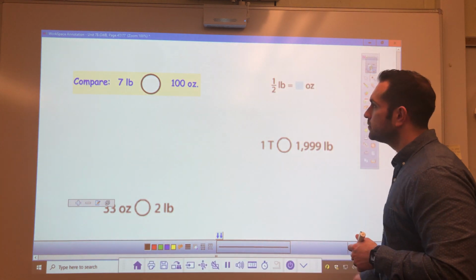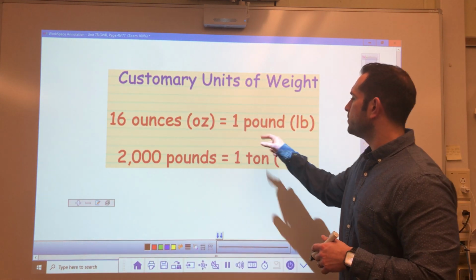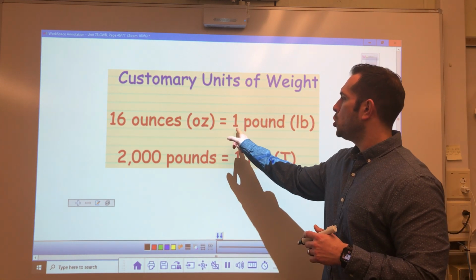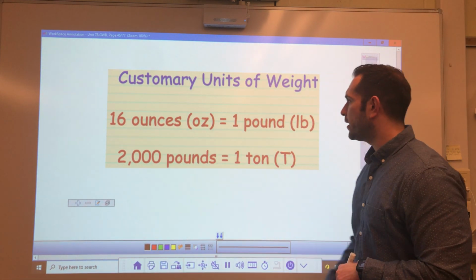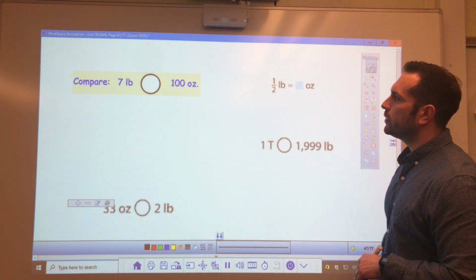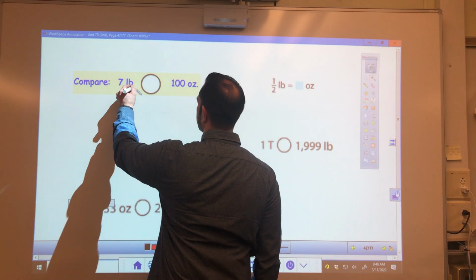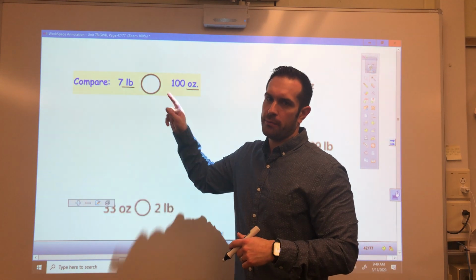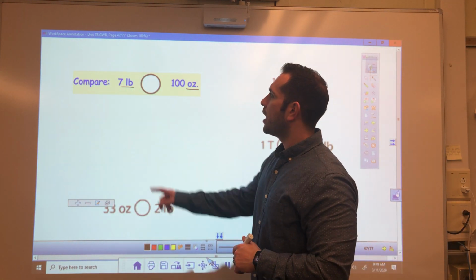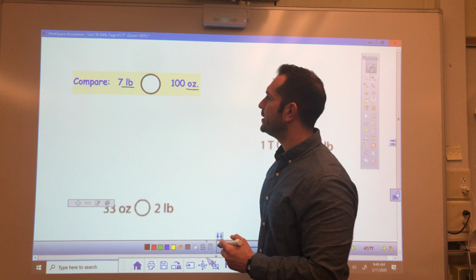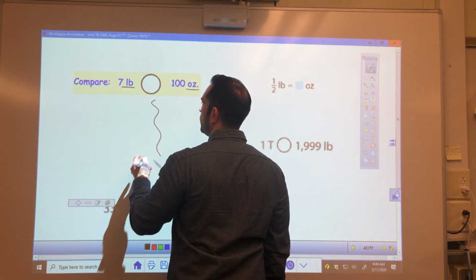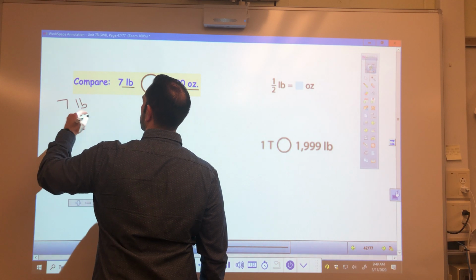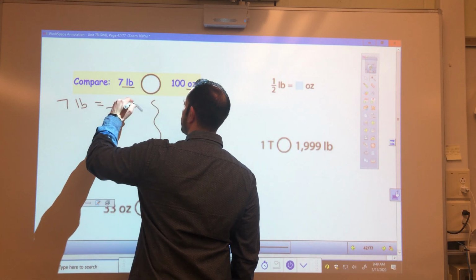Obviously if you notice, there's more ounces than pounds. So if you're converting the pounds to ounces, look, low to high, you multiply. So since pounds and ounces can be converted into one another, I don't need to change both of them. I only have to change one. So I'm going to change the pound and convert it into ounces, okay? So I do 7 pounds equals something ounces, okay?